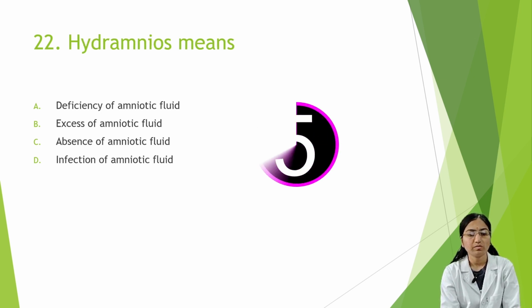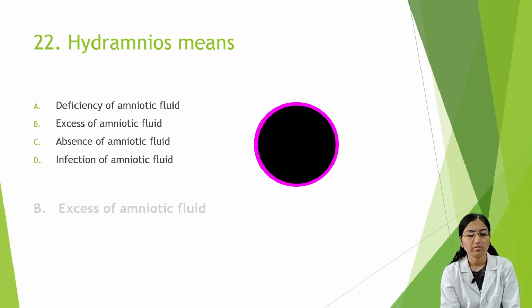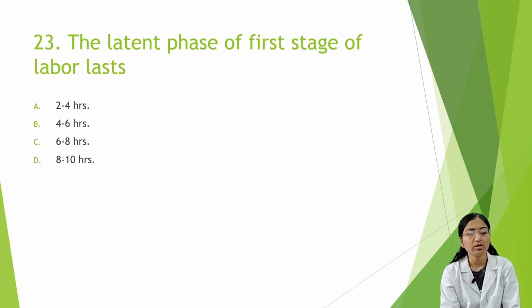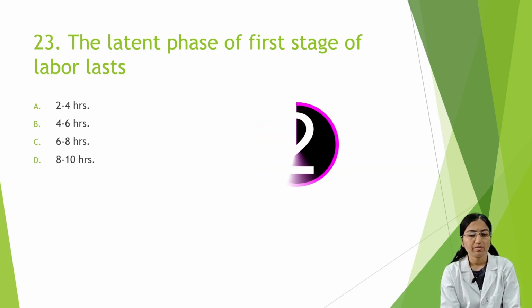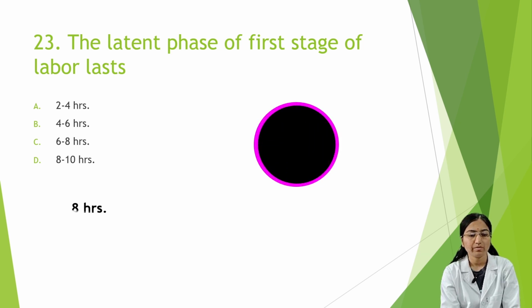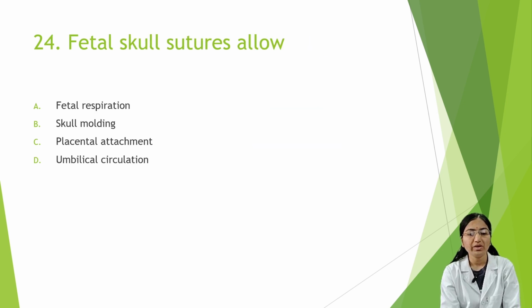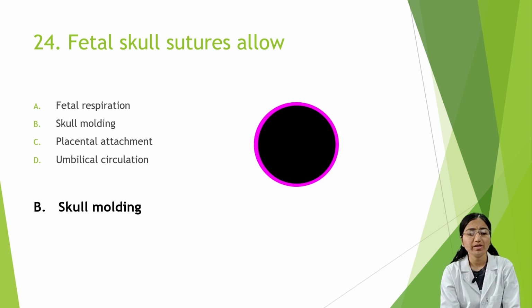Hydramnios means? Right option is B, that is excess of amniotic fluid. Next question. The latent phase of first stage of labor lasts? Six to 8 hours. Fetal skull sutures allow? That option is B, that is skull molding.